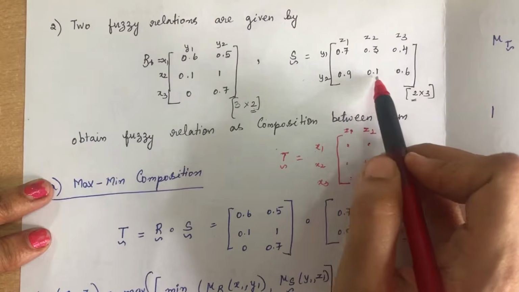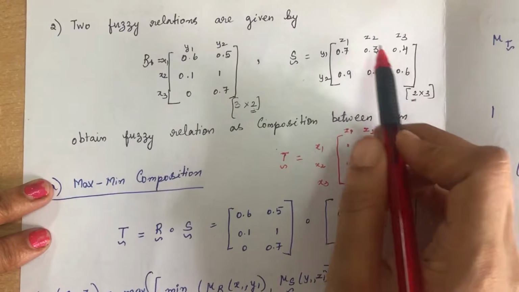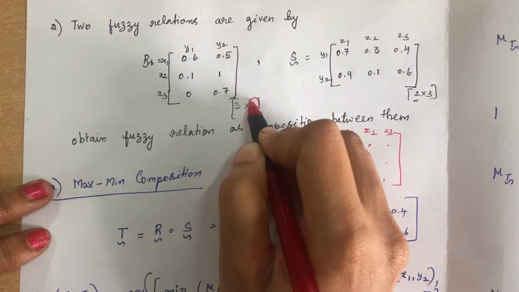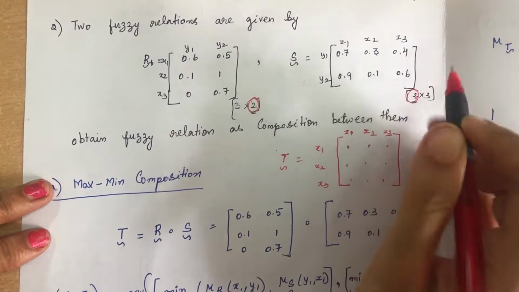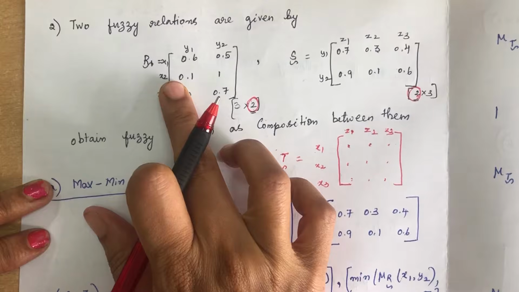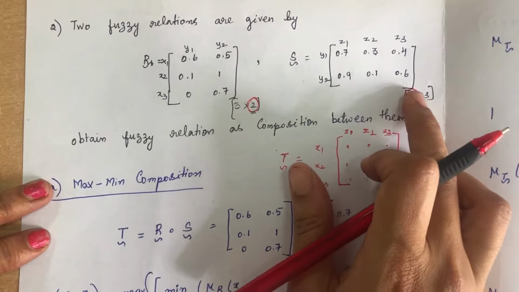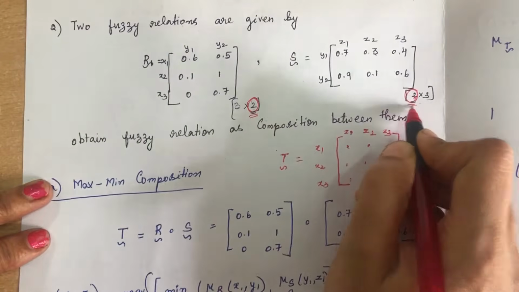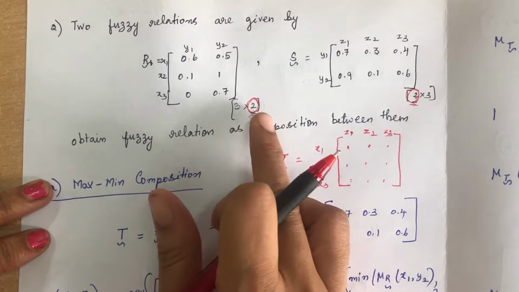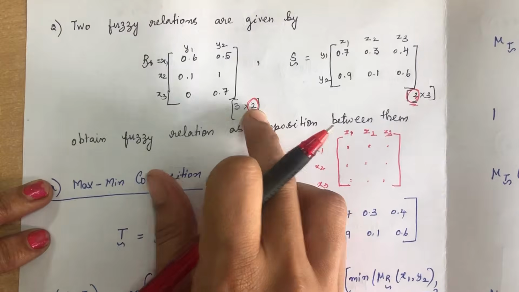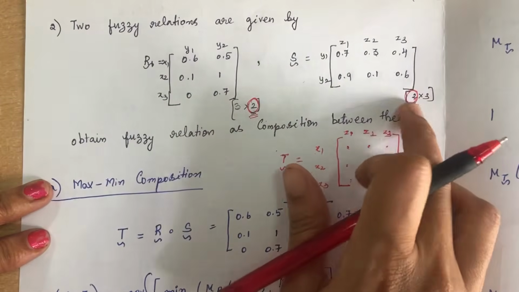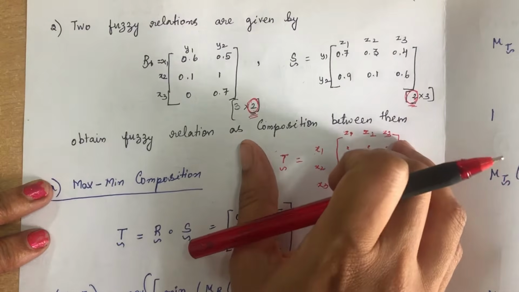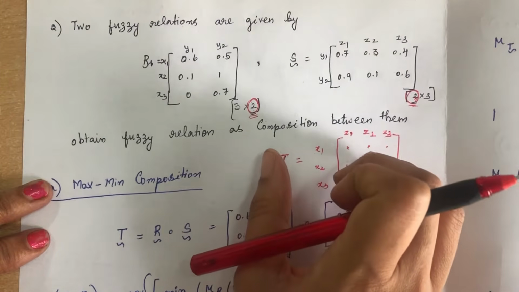When we consider the other relation, we have 2 rows and 3 columns, 2 by 3. Always, the column value of the first matrix and the row value of the second matrix should be the same. So when you are taking this composition, the column value of the first matrix and the row value of the second matrix should be the same. Only when both values are the same can you do the composition.